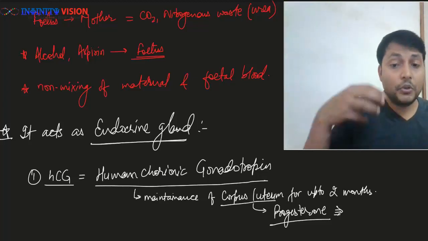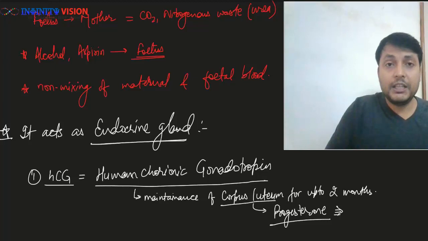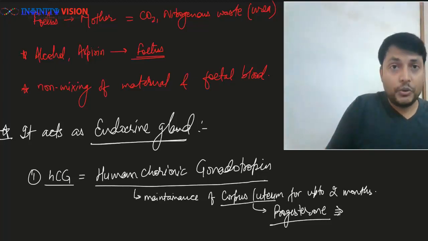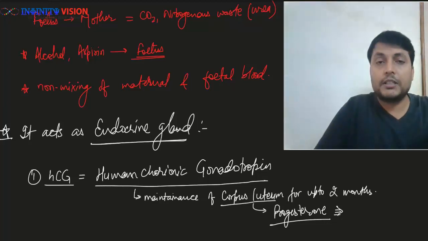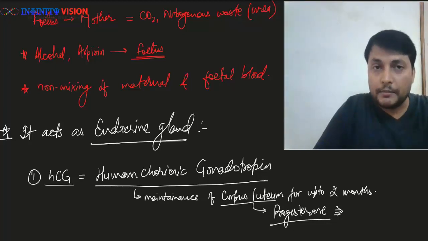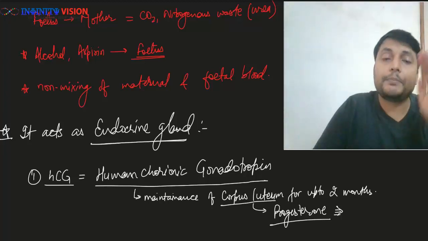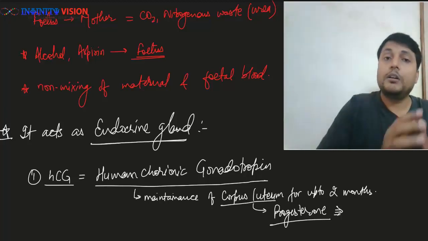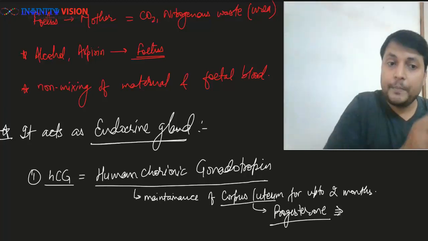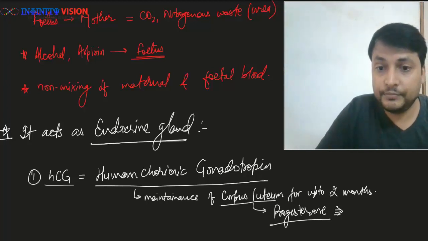Okay, so if there will be no progesterone, the endometrial lining will not be maintained, and if there is no endometrial lining, obviously there will be no implanted embryo, so no pregnancy, right? So HCG makes sure that it maintains the corpus luteum, which in result keeps producing progesterone, which is responsible for the maintenance of the endometrial lining and hence the pregnancy.